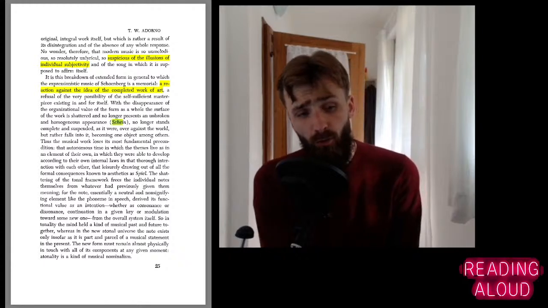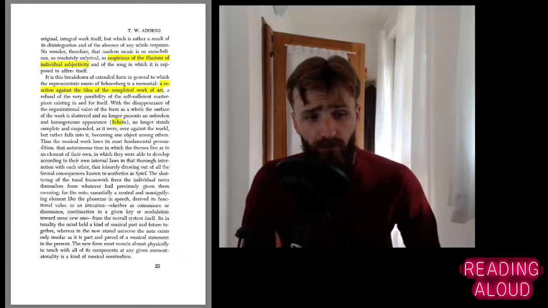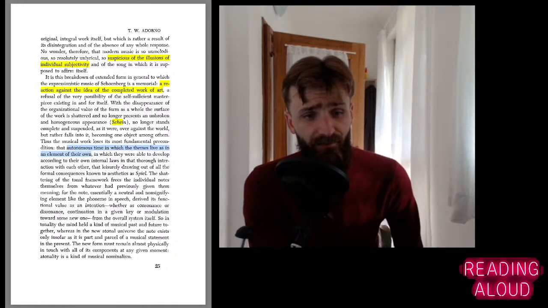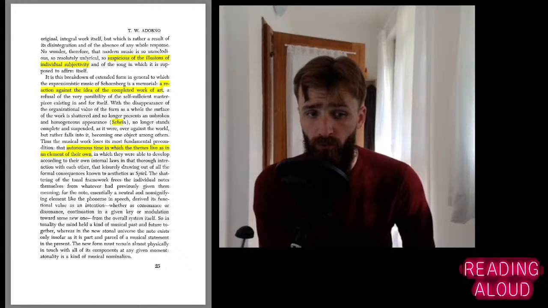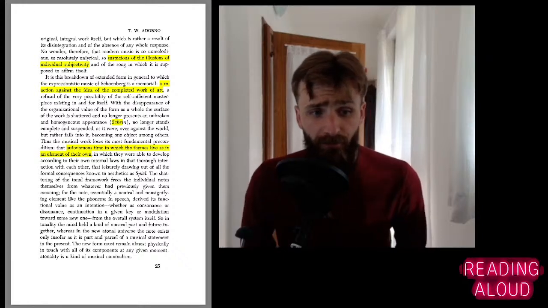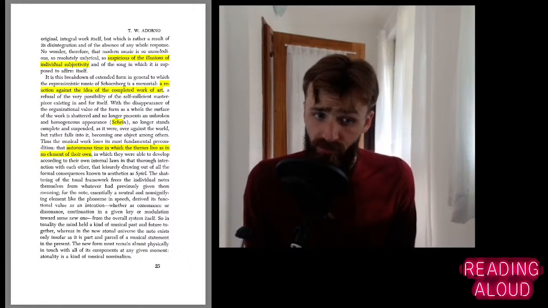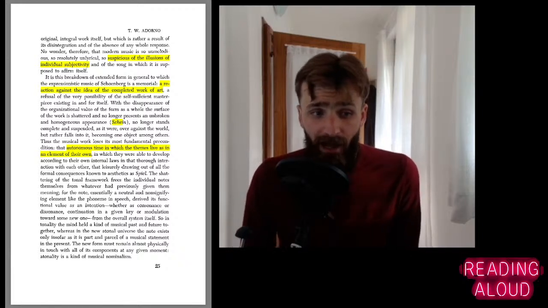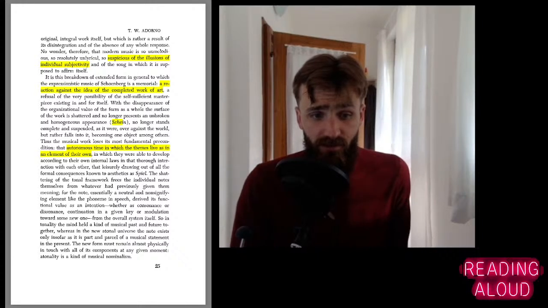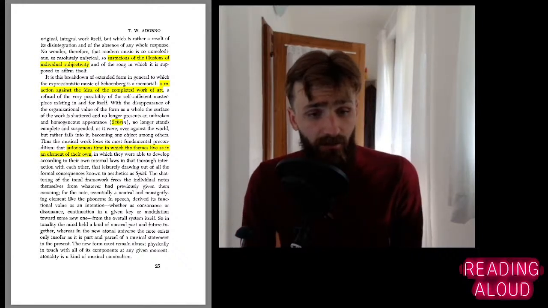Thus, the musical work loses its most fundamental precondition, that autonomous time in which the themes live as in an element of their own, in which they were able to develop according to their own internal laws, in that thorough interaction with each other, that leisurely drawing out of all the formal consequences known to aesthetics as Spiel.